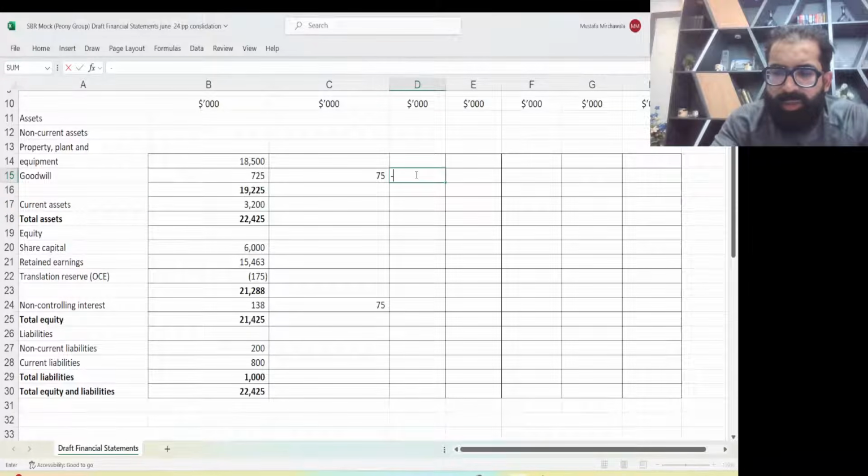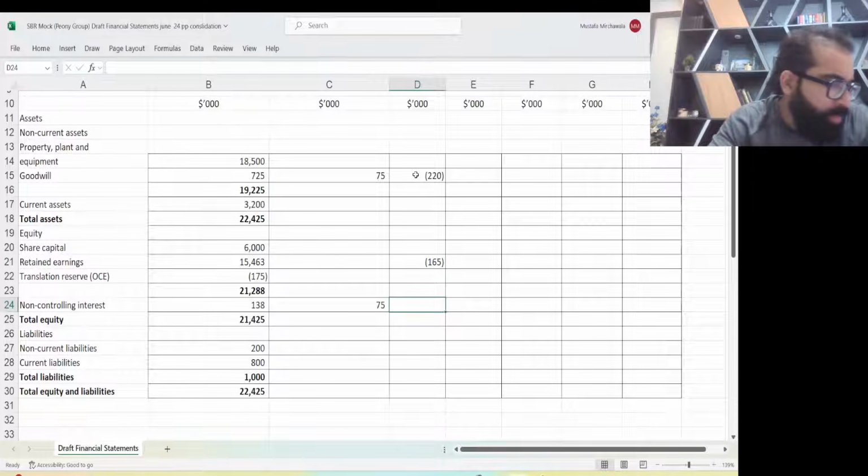So just deduct minus 220, goodwill will be reduced. Then you have retained earnings. See, retained earnings will be debited by 165, means minus 165. Then NCI will go down by 55, minus 55. Okay, see, we have posted.